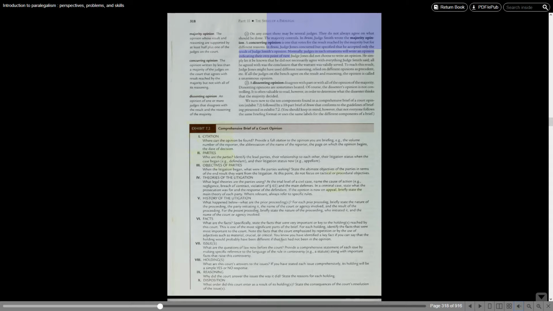Normally, judges in such situations will write an opinion indicating their own point of view. Judge Jones did not choose to write an opinion. He simply let it be known that he did not necessarily agree with everything Judge Smith said.